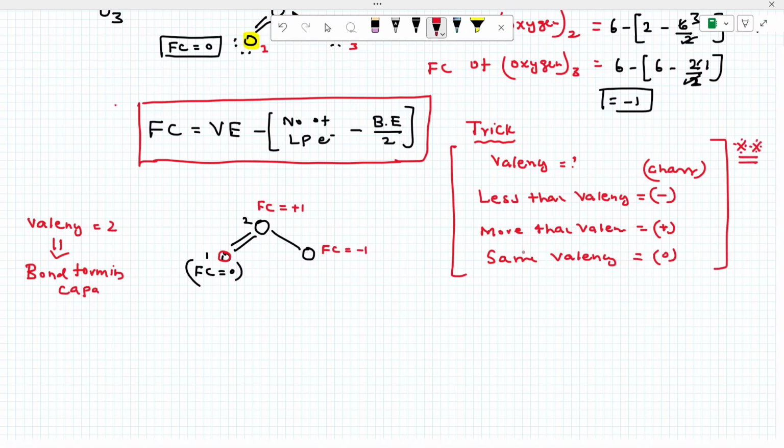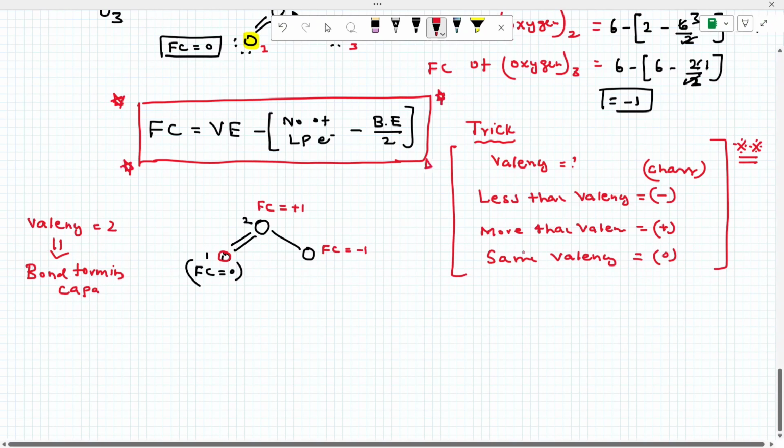This is the method, this is the formula. The formula takes more time, so go with the trick. Important, please note.